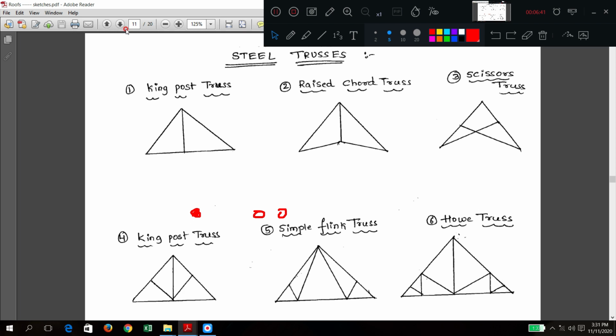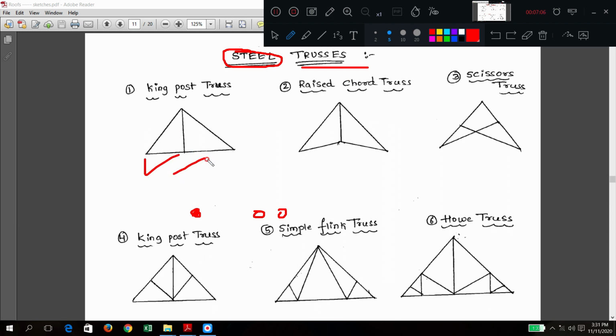Next is steel truss. What are the advantages? All these diagrams are steel only. Wherever heavy elements, heavy load carrying, or larger span requirements are there, that time you use the material steel. So in the previous diagram you have seen only timber. Like that you have seen. So these are the typical geometrical patterns.